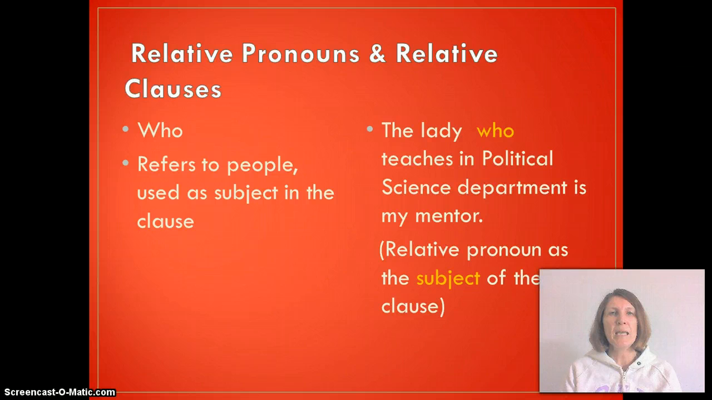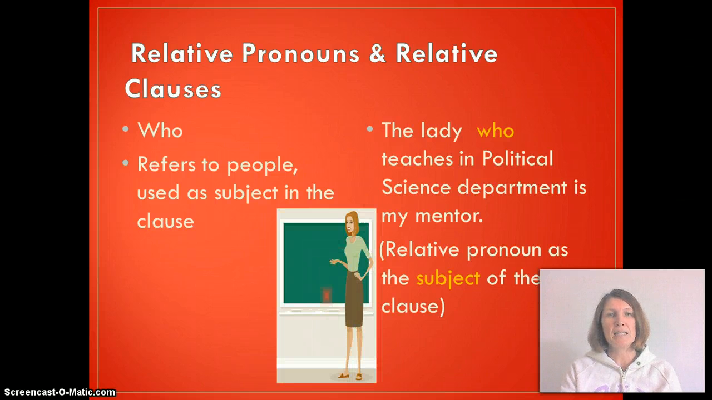So, let's look at the example. The lady who teaches in the political science department is my mentor. So, who? The lady. Who represents the lady, which is the subject of the sentence.